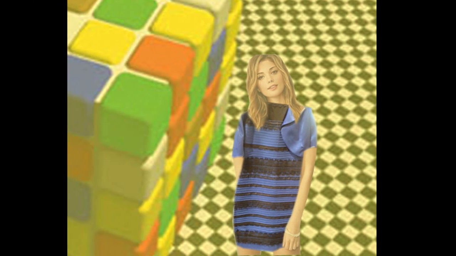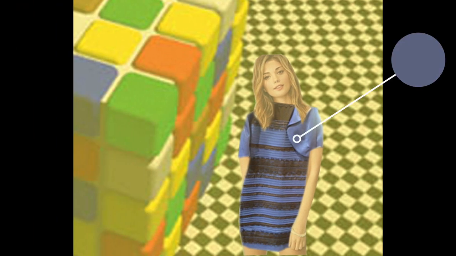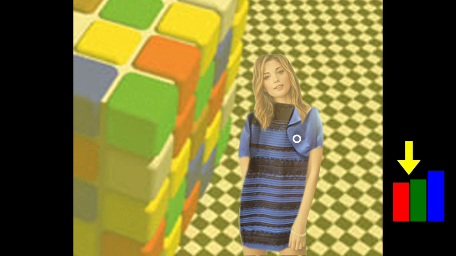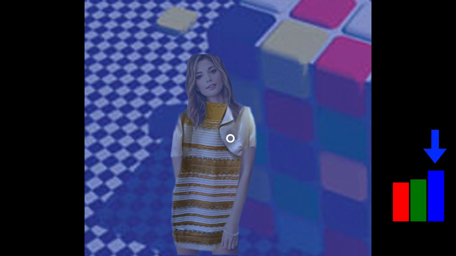Your brain is guessing the illumination and compensating, just like for the white paper. This point on the sleeve has an RGB value that's slightly more blue than green or red. Your brain infers that the light is yellow, so it pushes down the red and green channels, emphasizing the blue. And when the light looks blue, your brain pushes down the blue channel, so the sleeve looks white.